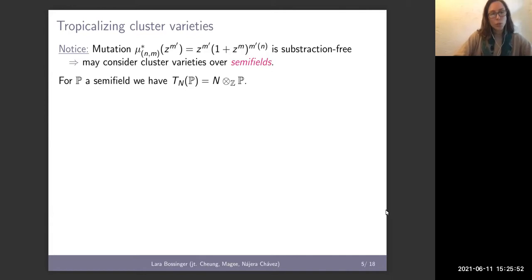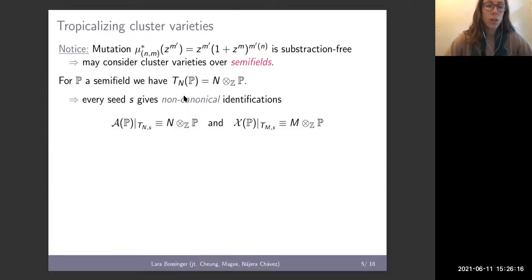And so for a semi-field P, we define the P points of the torus Tn, just as in the case of fields, as the tensor product of the lattice n over the integers with the semi-field. And this enables us now to look at also the cluster varieties over a semi-field. So what A of P and X of P here would be is simply taking the tori now with the semi-field points of the tori and gluing along the mutation maps that are valid over the semi-field as well.